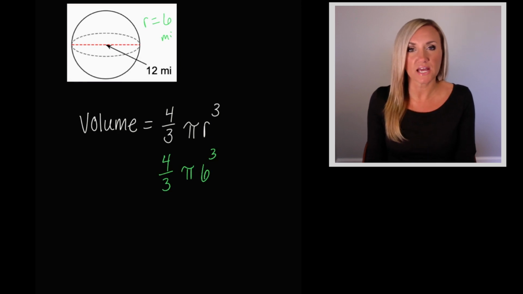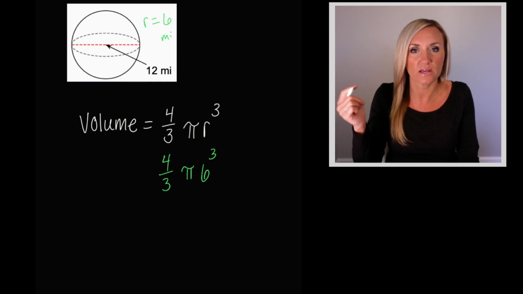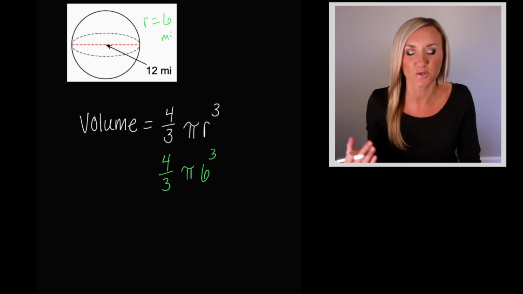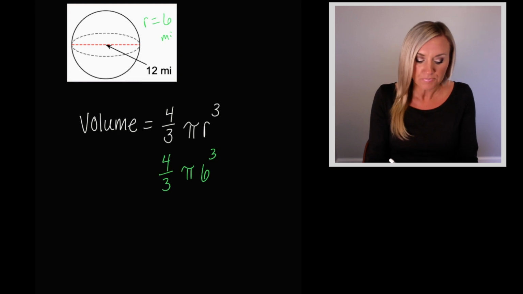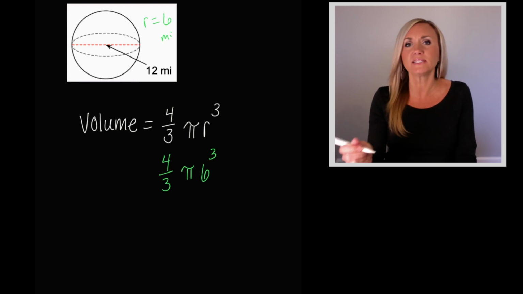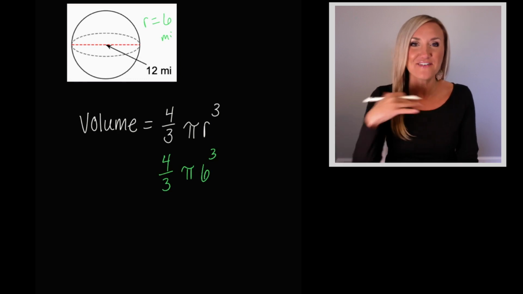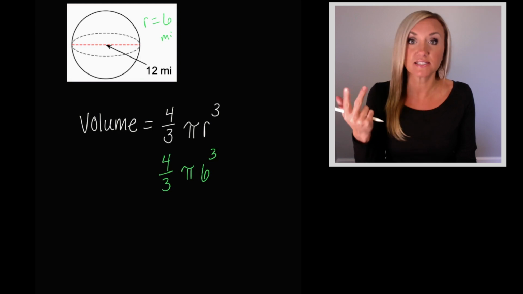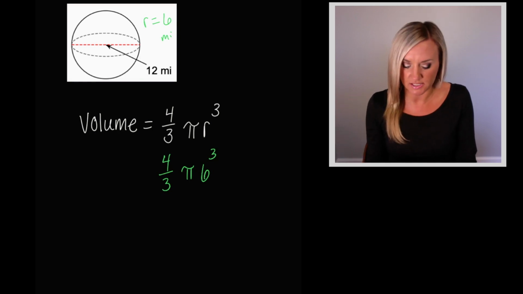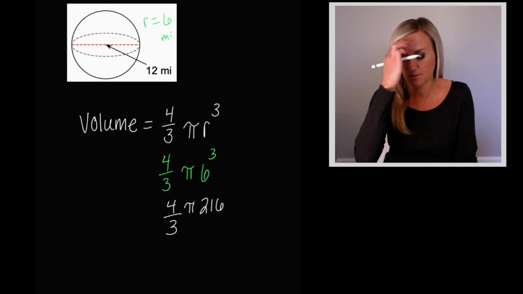So now you can do 4/3 pi 6 to the third power. And this is just how I kind of do this. There are other ways too, obviously, in math, and that's why it's so beautiful. But this is just a strategy that I use that works for me. What I'll do is I'll perform 6 to the third power first. And so 6 to the third power is 6 times 6 times 6, which is 216. So I'll write down 216 pi and then 4 over 3.